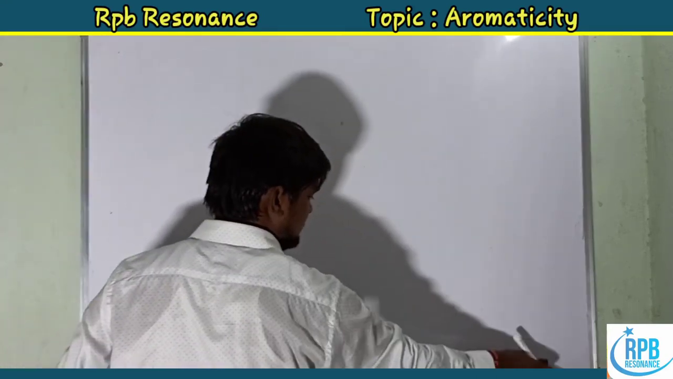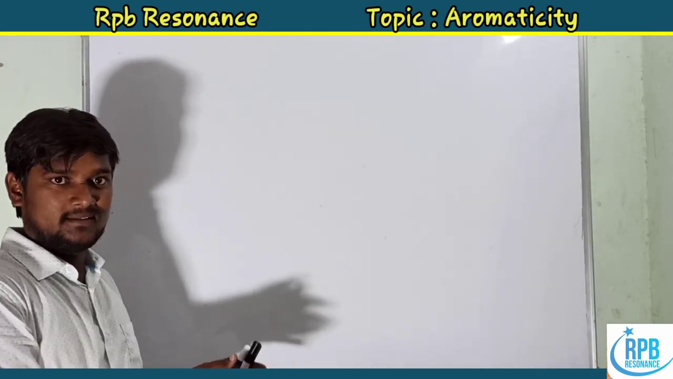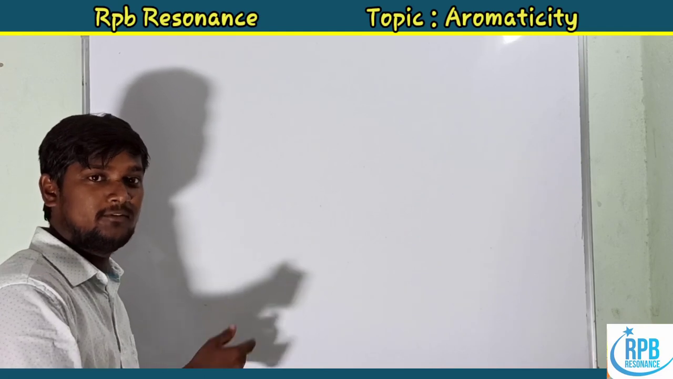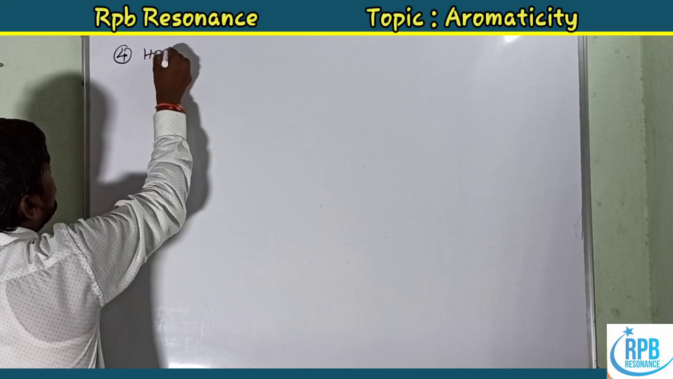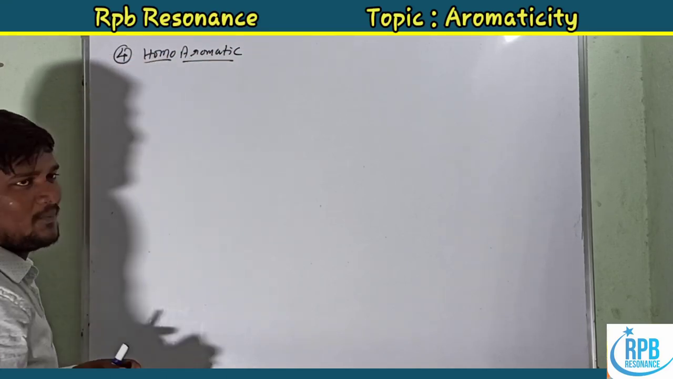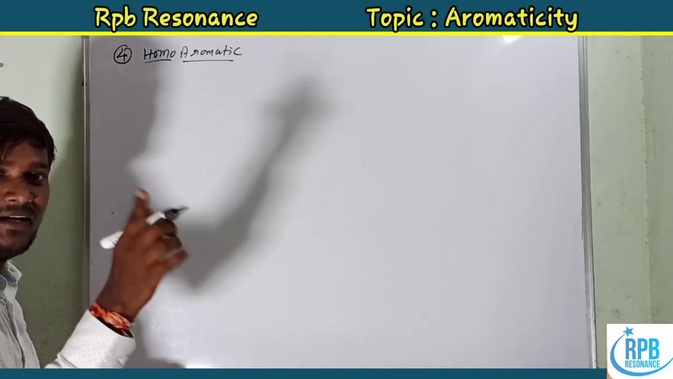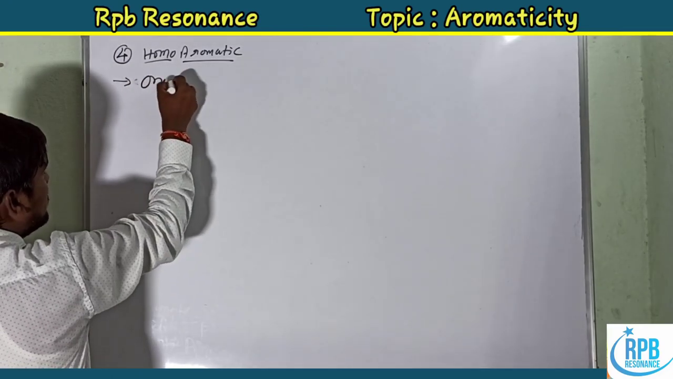Okay, now let us discuss the fourth and fifth types of aromatic compounds. We have already discussed aromatic, non-aromatic, and anti-aromatic. The fourth one is homo-aromatic, and the fifth one is quasi-aromatic. In homo-aromatic compounds, all atoms are sp2 carbon, but only one sp3 hybridized carbon is observed.